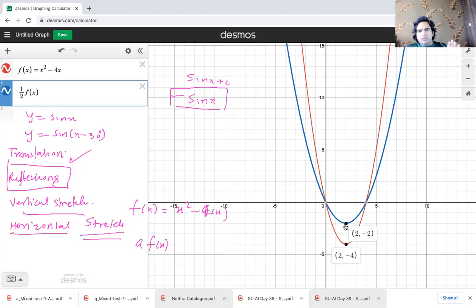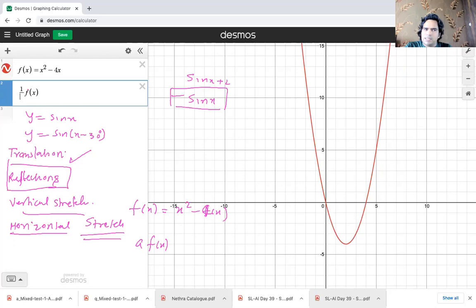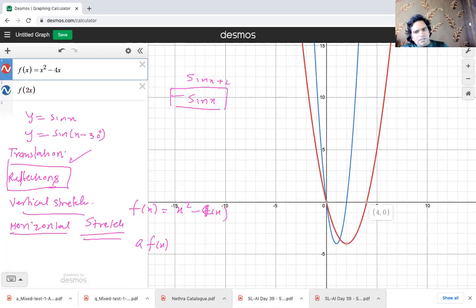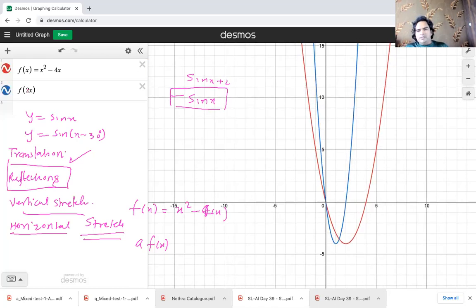Now coming back to horizontal stretch, which has not been assessed for a very long time, but you can remember it just as an additional concept. When I draw the f of 2x graph, you'll notice that the graph has been compressed by a factor of half. This is just the opposite of what we do in vertical stretch. In vertical stretch, if you have a half outside, it's a vertical stretch by half. But when you have f of 2x, the graph gets compressed by a factor of half. This point at 4 comma 0 is going to become 2 comma 0.